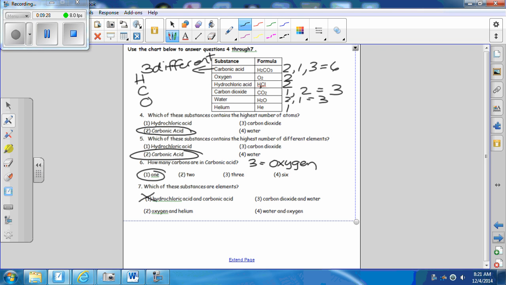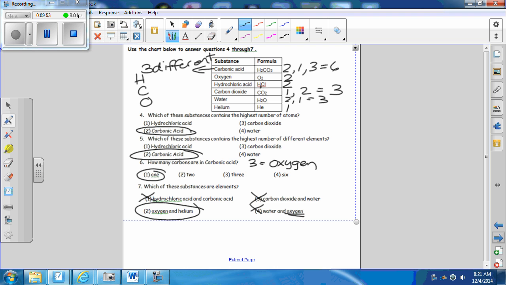Number 2, can you find oxygen and helium all by themselves on the periodic table? Yes, so that is an element. Let me check to make sure the other 2, they're not tricking me. Carbon dioxide and water, do we find them on the periodic table? No, because those are combinations of elements. And water and oxygen. Well, we do find oxygen. Can we find water? No. So the only possible answer is oxygen and helium.